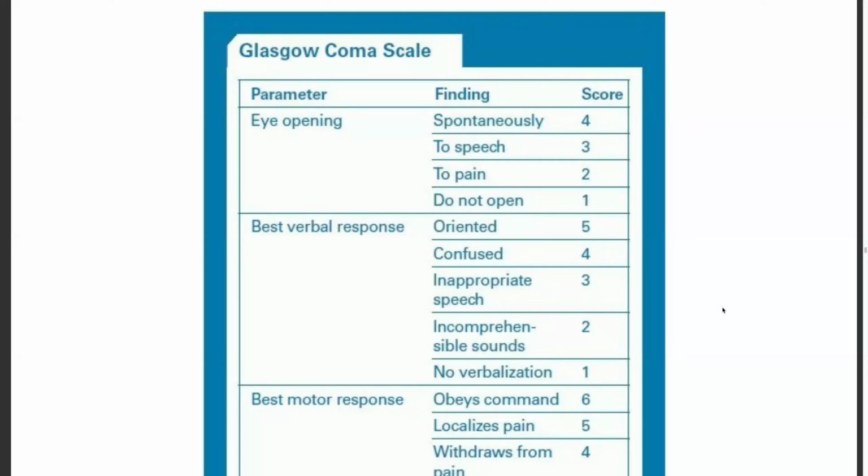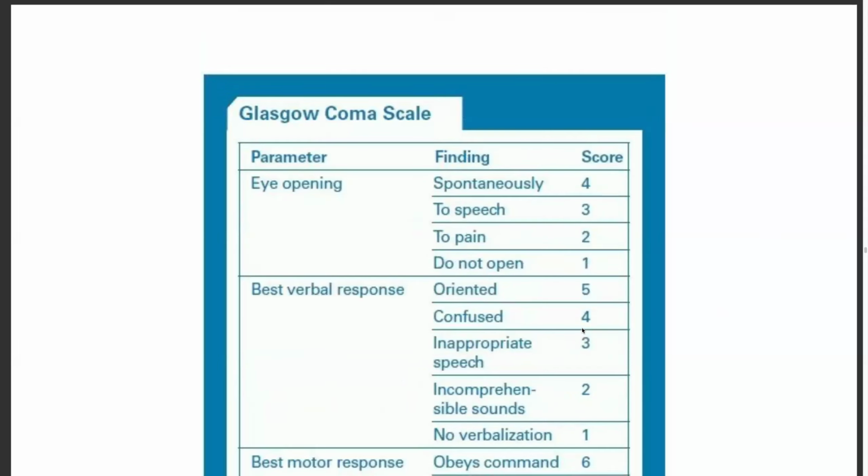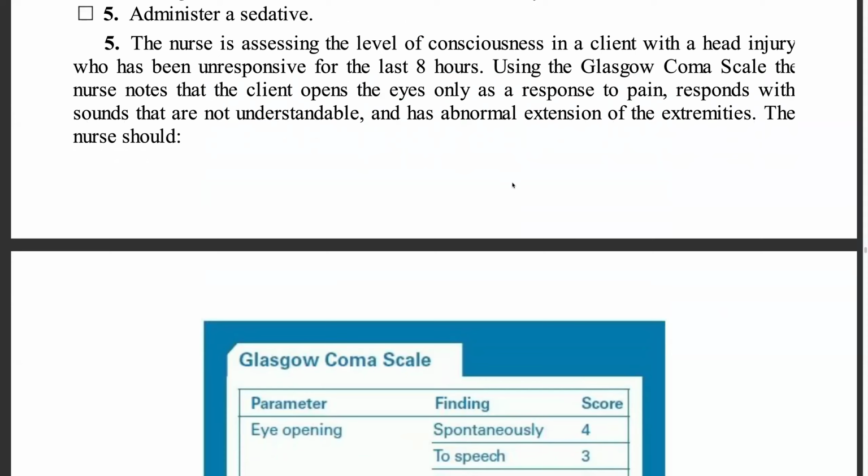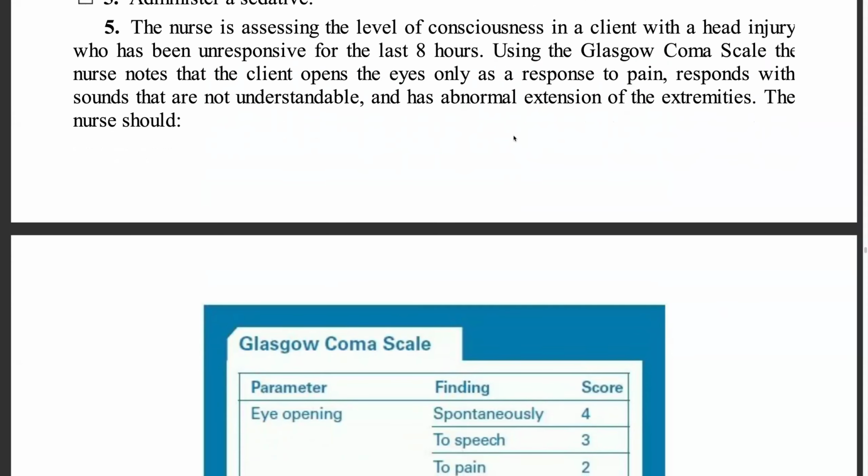Incomprehensible. It's like they're mumbling or stuttering or saying words that don't make sense. So for best verbal response, because if you don't understand it, that means incomprehensible. So you give him a 2. Very good. Okay.